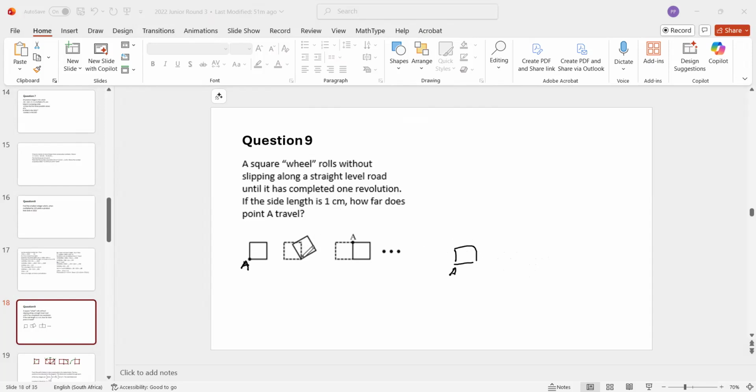If the side length of this square wheel is 1, how far does the point A travel? So you must be a little bit careful here. You just analyze this.